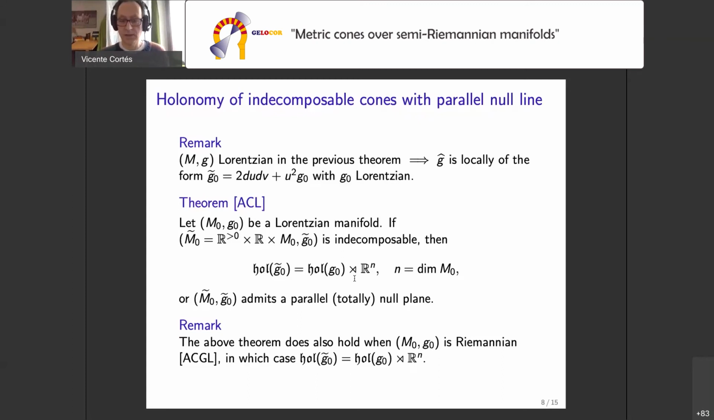because in the Riemannian case, obviously there can be no null plane, so the second case is excluded. And we have this result about the holonomy algebra also in the case when the manifold M0 is Riemannian, and in that case the cone which we are considering will be Lorentzian. Okay, so it still holds.